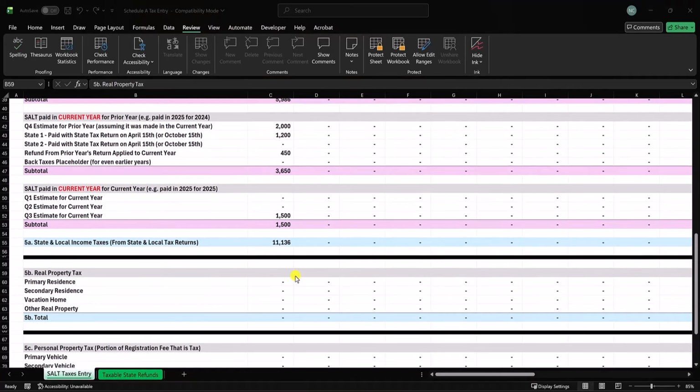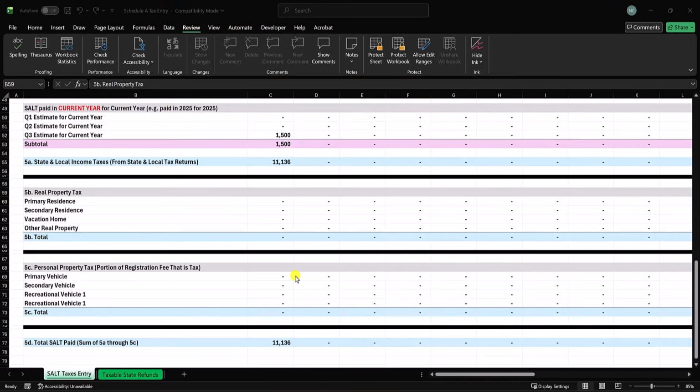Okay, now if we scroll down to the next section of the detailed calculation, we're going to find real property tax. Now, for federal purposes, you can deduct real property tax paid on your primary residence would be the most common example. You can also deduct real property taxes paid on a second residence or a vacation home or other kinds of real property. Similar to what I said before, this is going to relate to taxes paid on real property that is used for personal purposes. In other words, this is not real property tax paid on property that is used in a business.